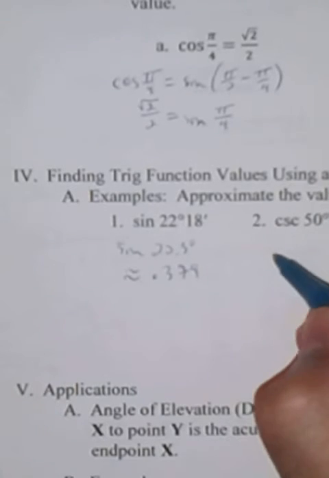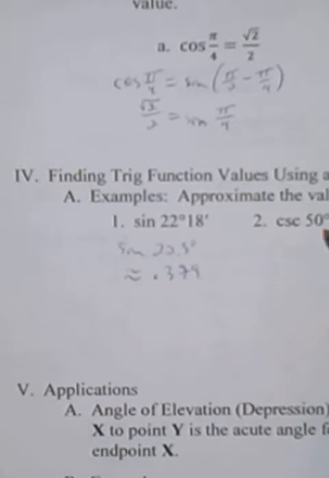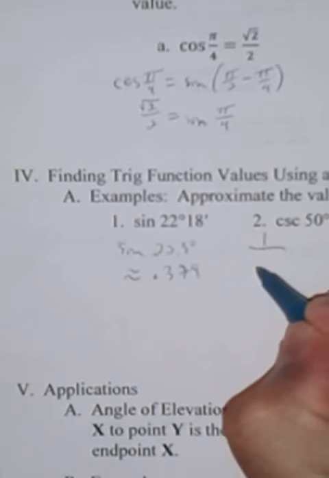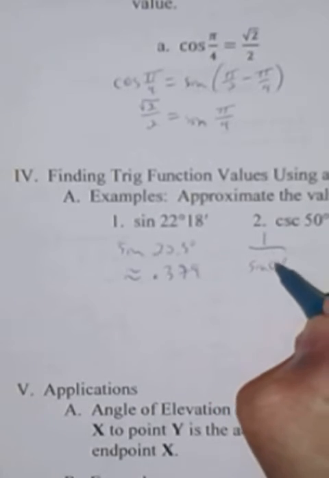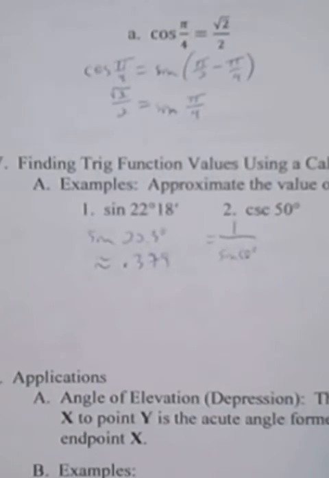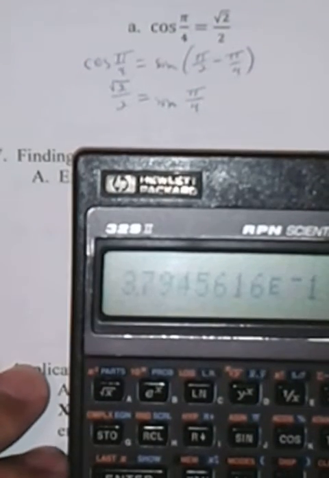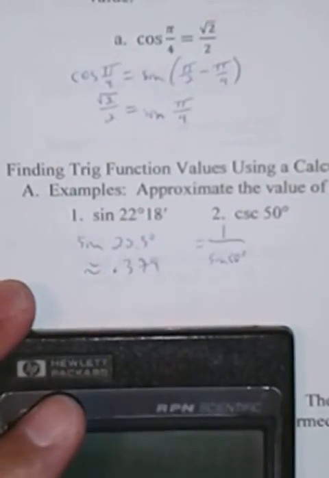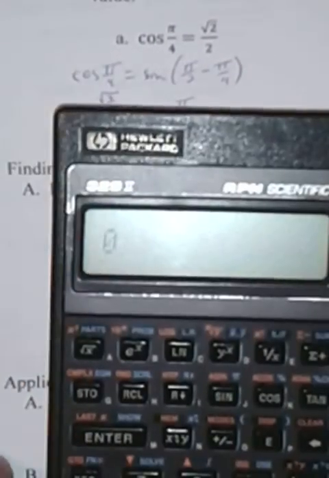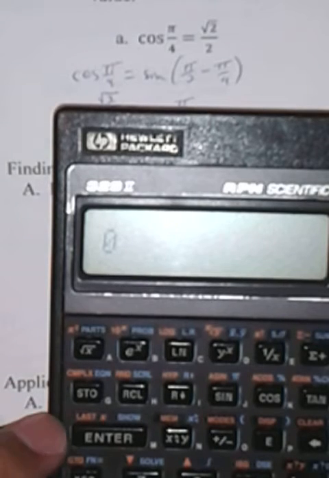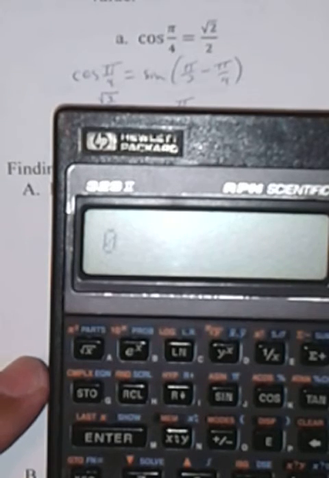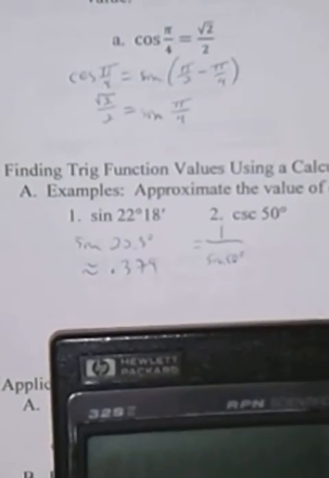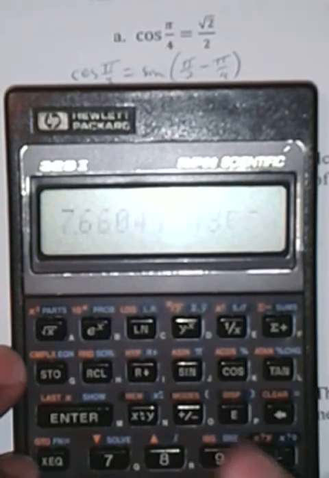Okay, how do I find the cosecant? Remember, cosecant is the reciprocal of the sine. So this is 1 over sine of 50. Because my calculator again doesn't have cosecants, it's got sine, cosine, and tangent, I have to do it that way. Do I have a 1 over x? No, so I'm going to have to do 1 divided by the sine of 50.